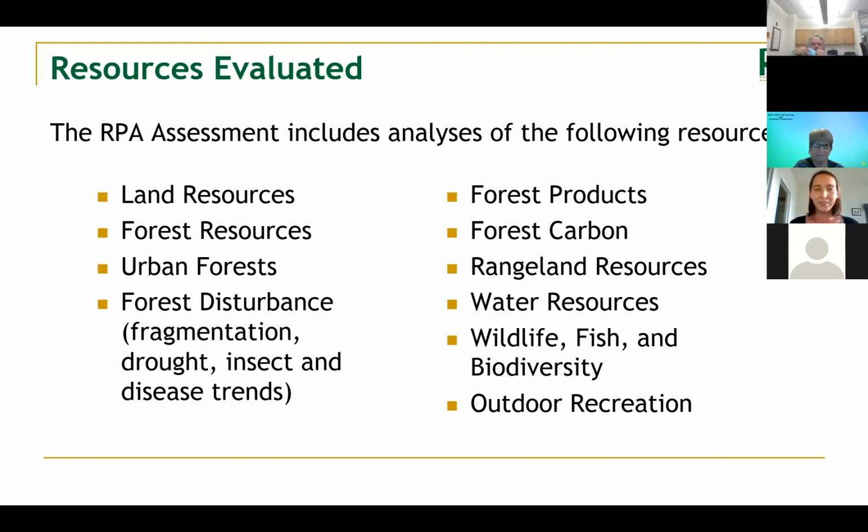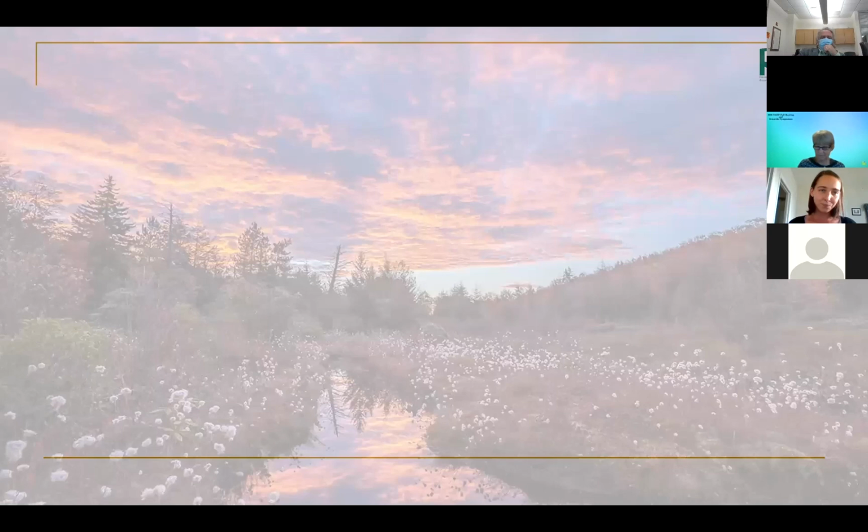But then we have forest products, so everything from pulp and paper to saw logs and timber, as well as the carbon dynamics, getting especially at that climate element, and then rangeland resources, especially grazing, as well as water resources, wildlife, fish, and biodiversity, and outdoor recreation make up the core chapters within the RPA assessment.